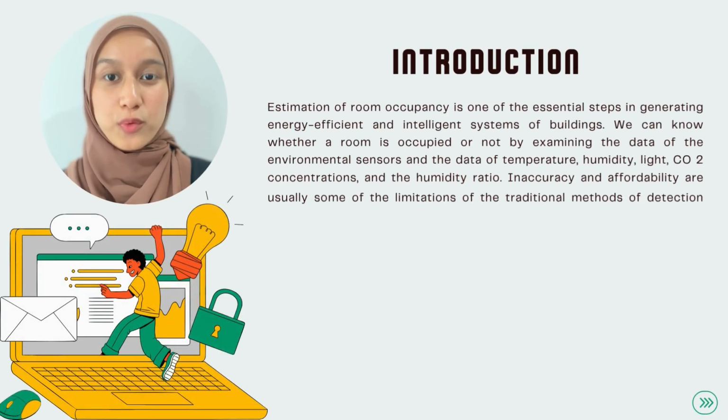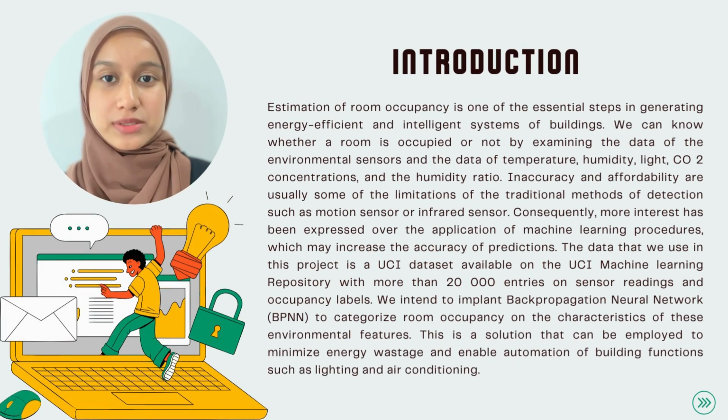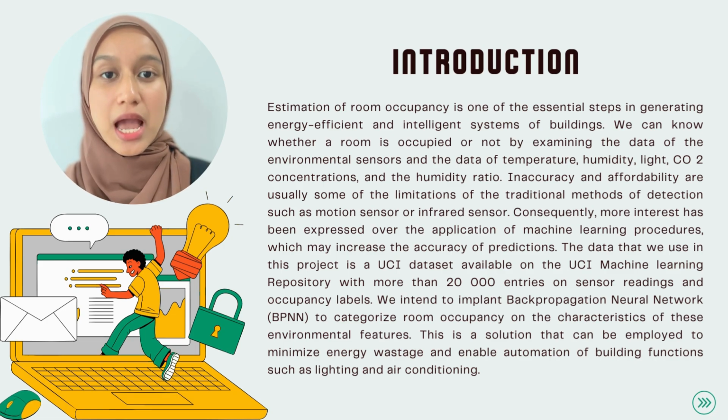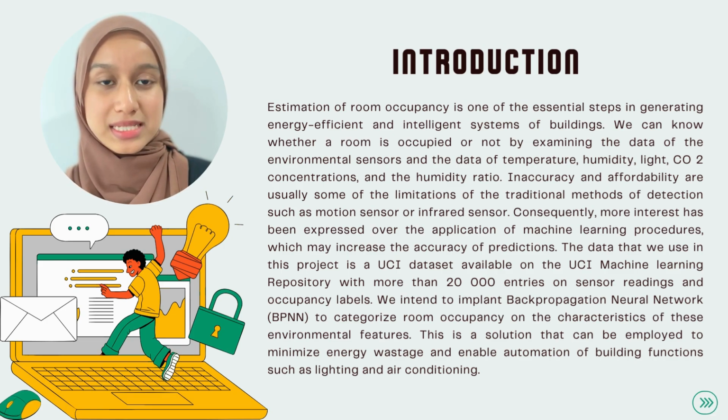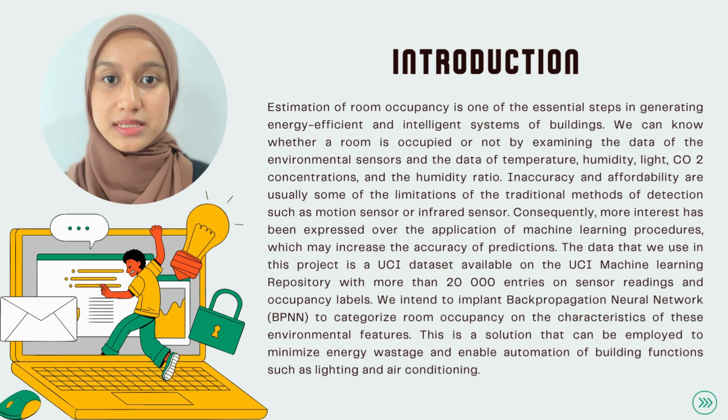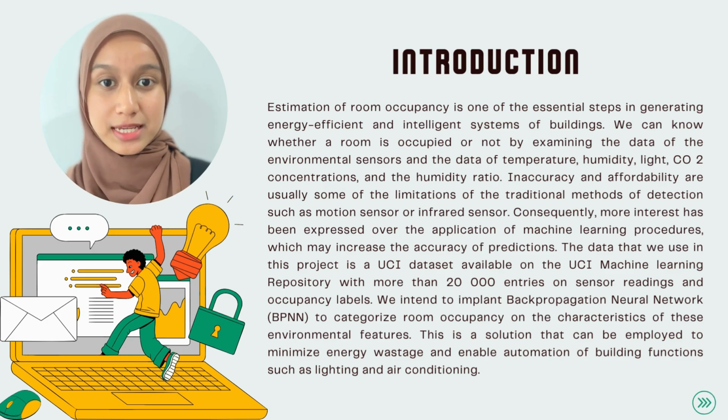In this project, we want to predict room occupancy using sensor data. Knowing whether a room is occupied helps make buildings more energy efficient by automatically controlling things like lighting and air conditioning. Traditional methods such as motion or infrared sensors can be inaccurate or expensive. Instead, we use machine learning to improve prediction accuracy.